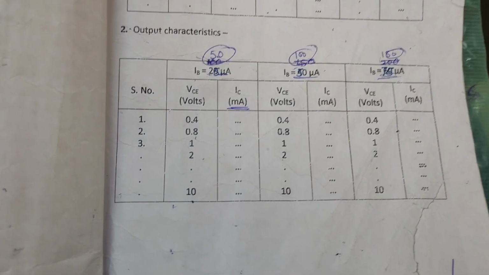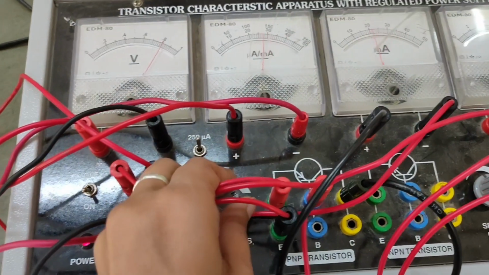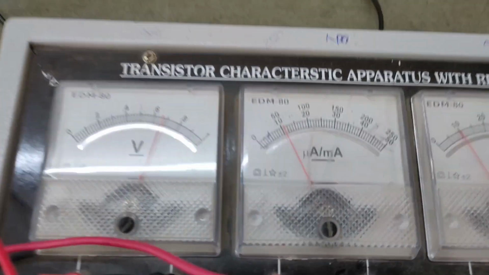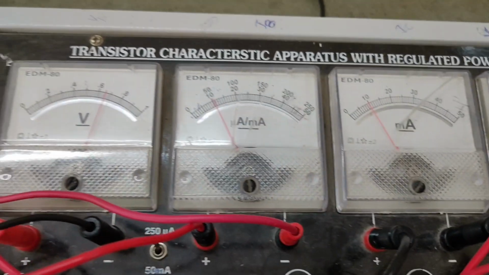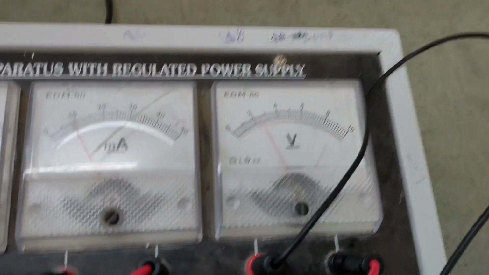In order to measure the output characteristics, we'll keep the input current IB constant. Let us keep the input current IB at, say, 50 microampere. So we have kept this IB at 50 microampere, and now slowly we have to increase the output voltage and measure the output current.